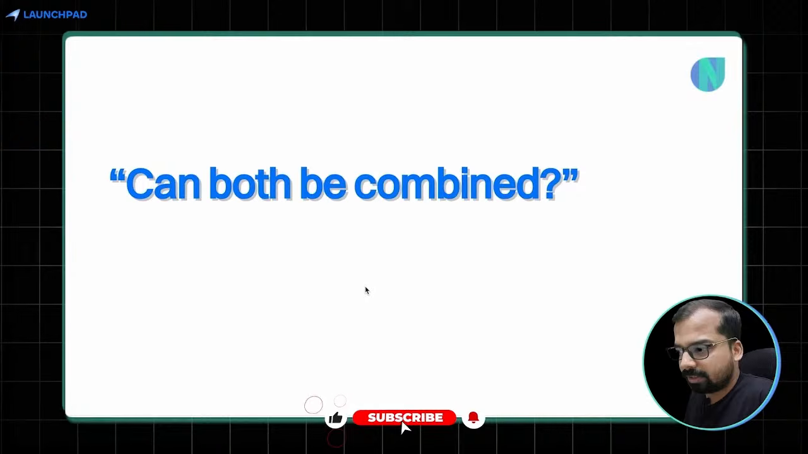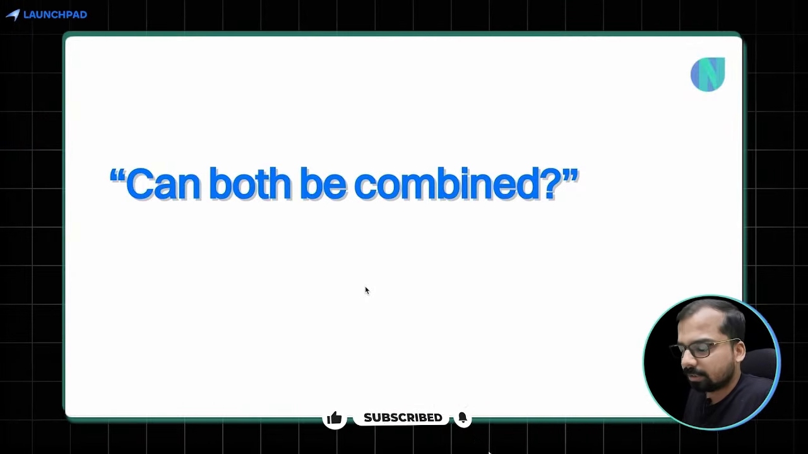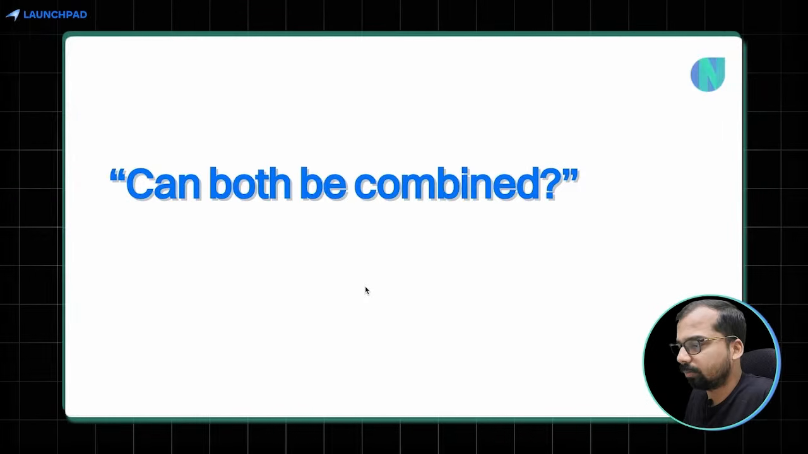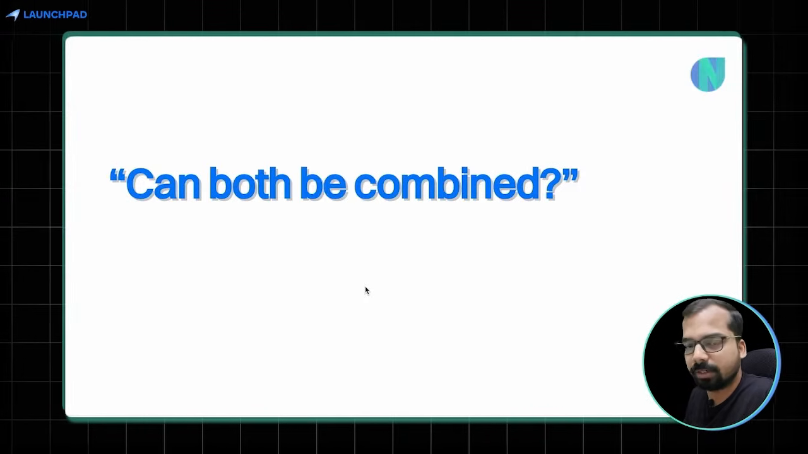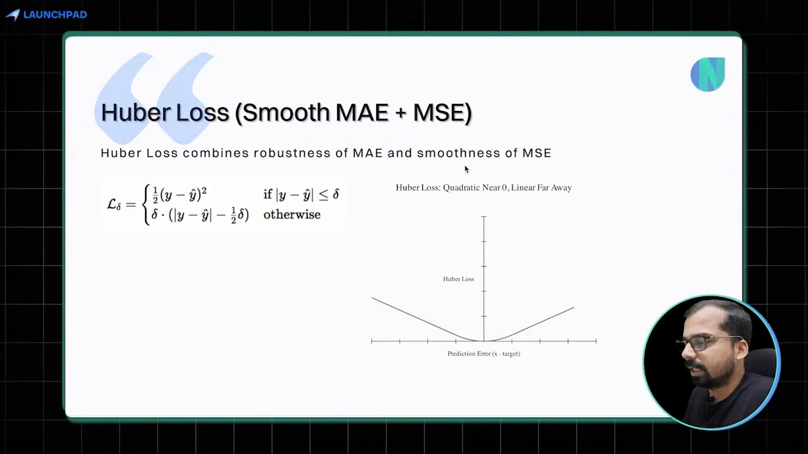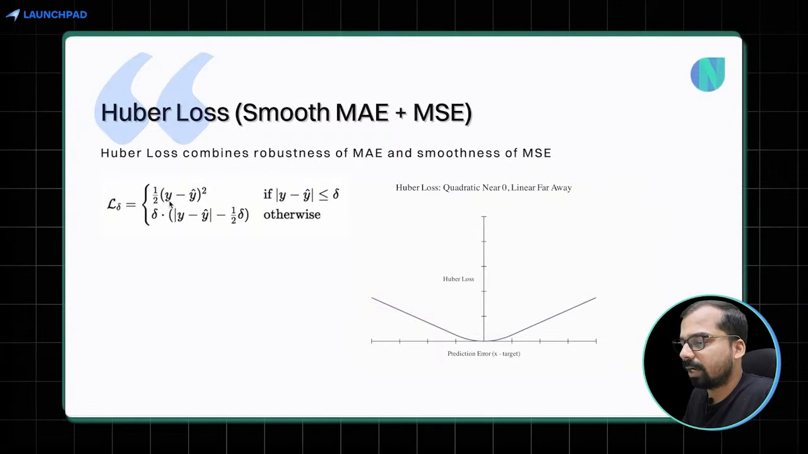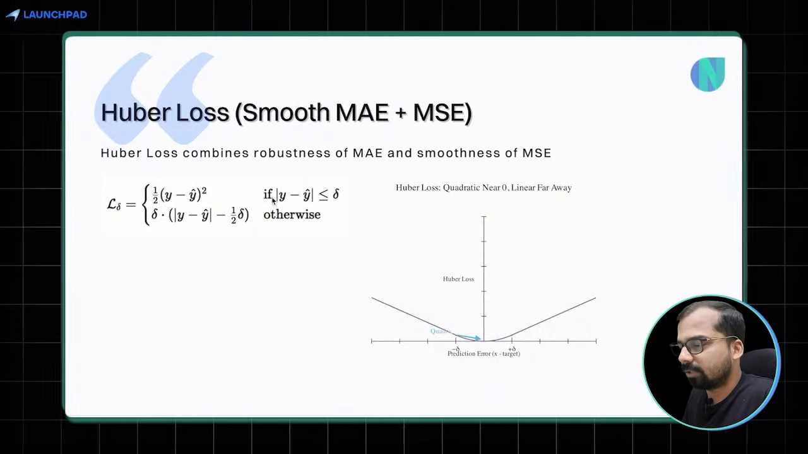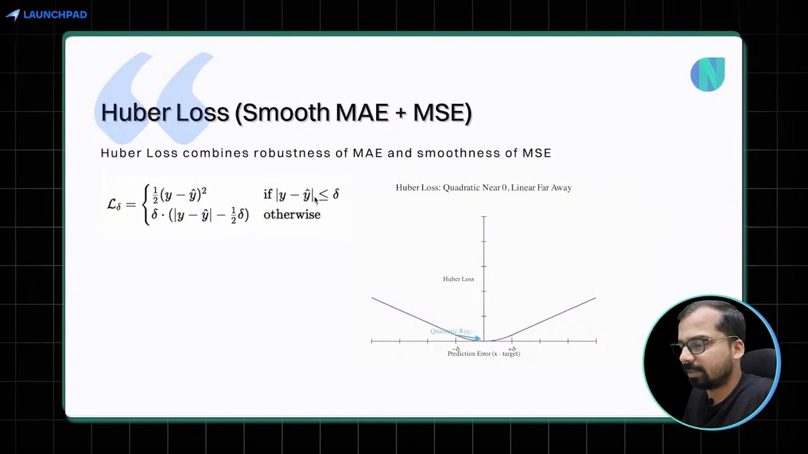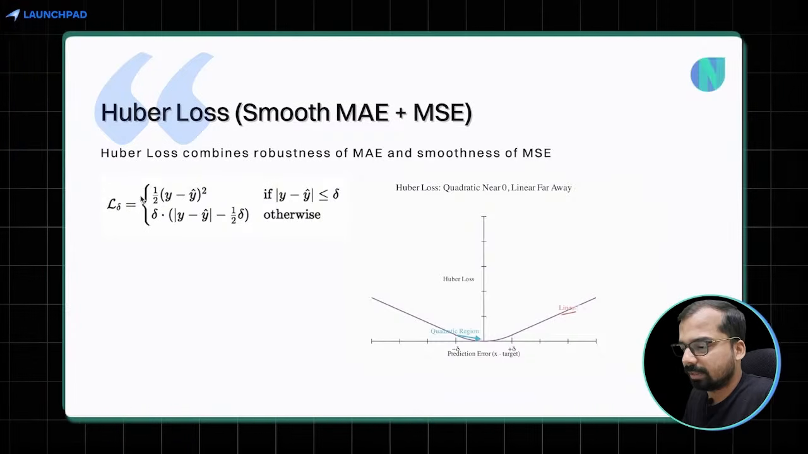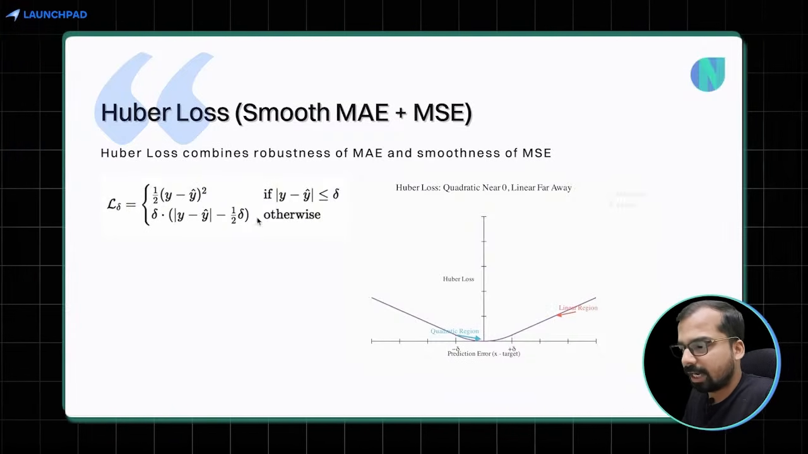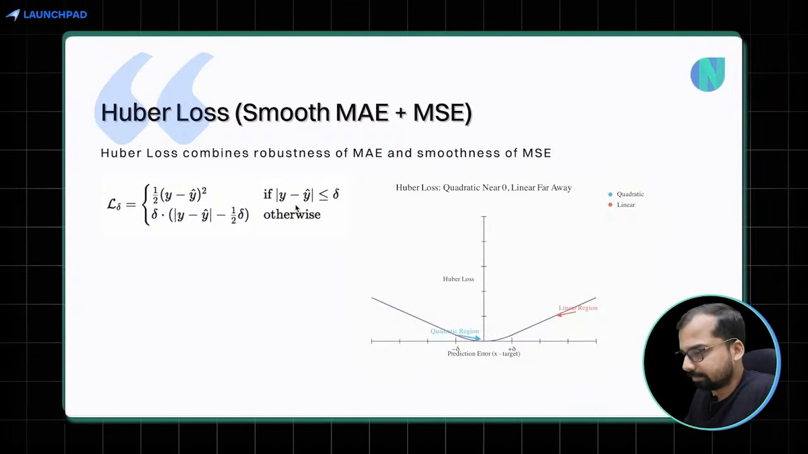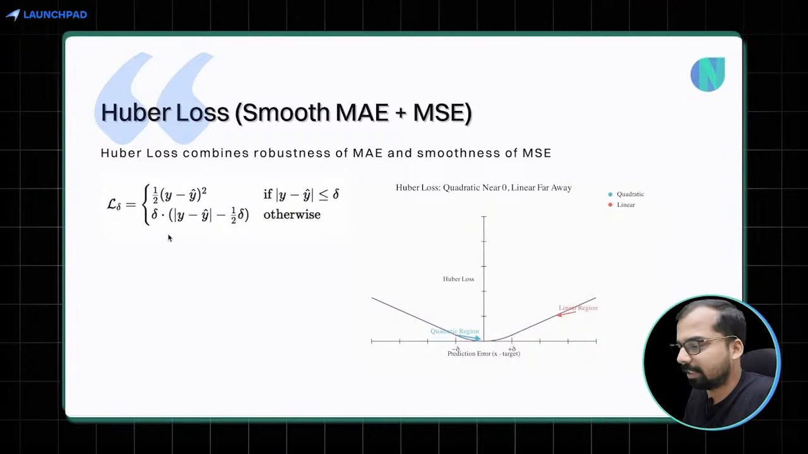So, to solve this problem, another hybrid of these two losses came into the picture, that is known as Huber loss. Huber loss combines the mean squared error and mean absolute error. If the modulus of the difference is less than some number, we use our mean squared error loss. And if it is a larger value, that basically means it is potentially an outlier, then we use a different formula.